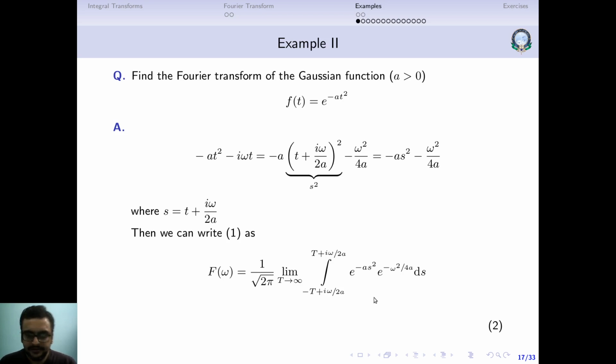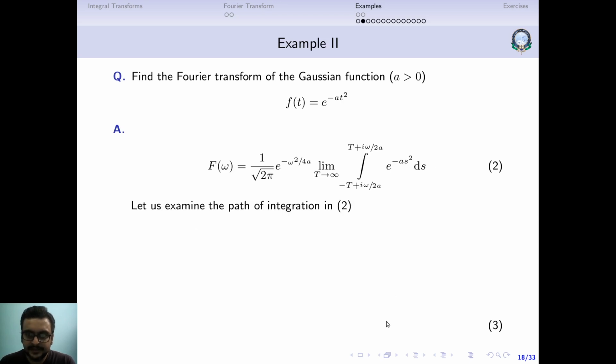This e to the power minus omega square by 4a, I'll take outside. So what is left behind is the limit as T tends to infinity of the integration of e to the power minus a s square ds. Let's call this equation number 2.